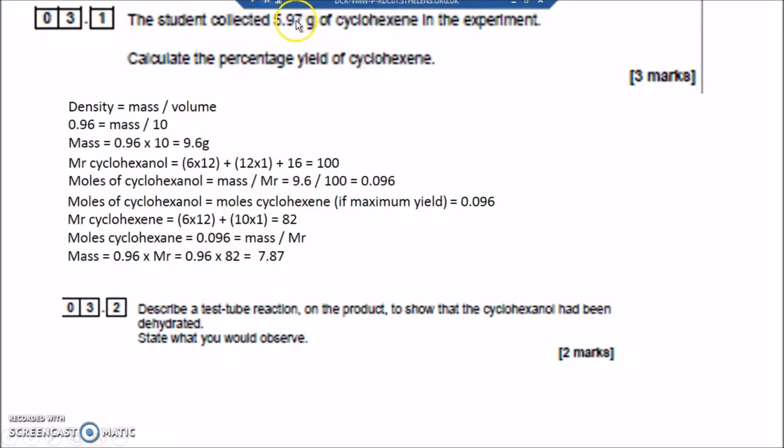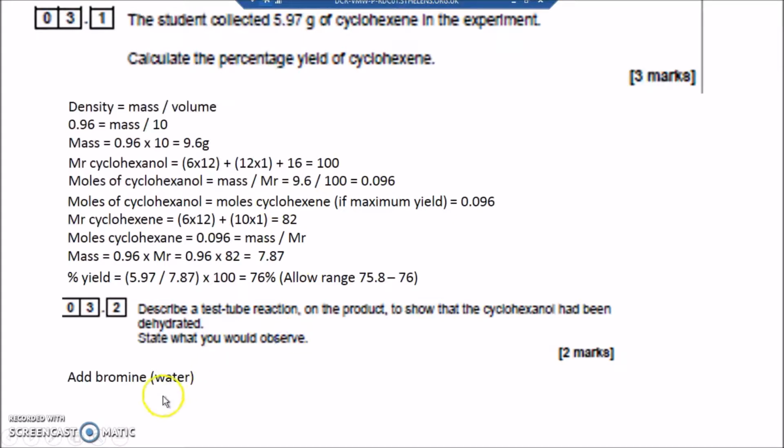I make 5.97 grams of cyclohexene, so I divide 5.97 by 7.87 and it will give me 76%. They're allowing somewhere between 75.8 and 76%. Describe a test-tube reaction on the product to show that cyclohexanol had been dehydrated. Well, it's making cyclohexene, so the test for a double bond is bromine water. It would go from orange to colourless.